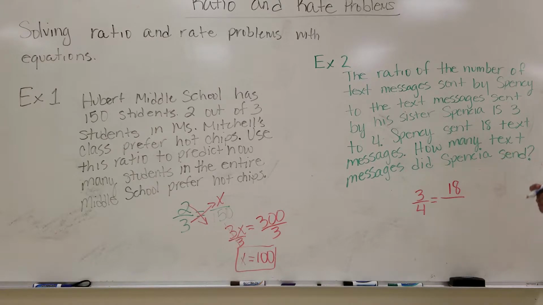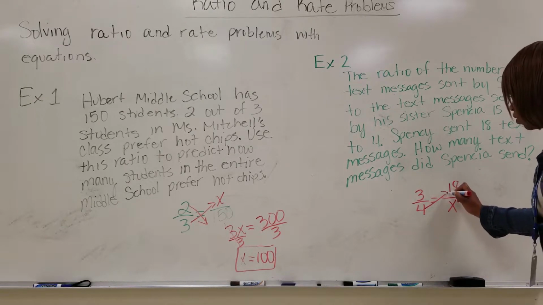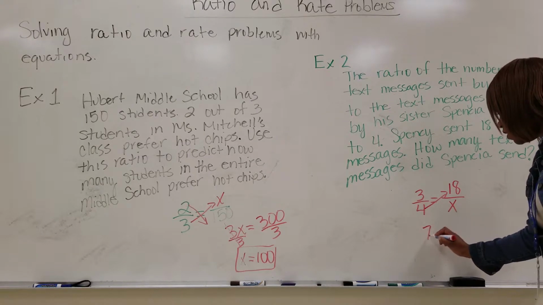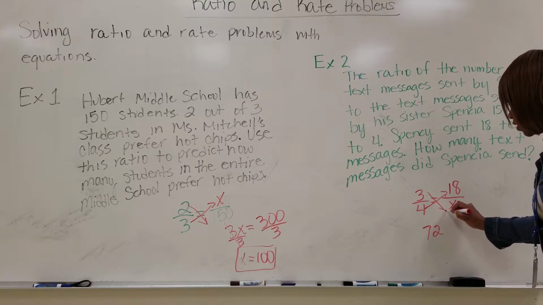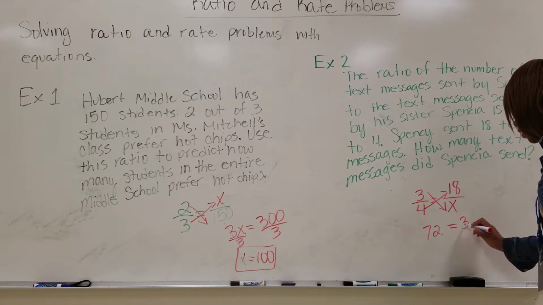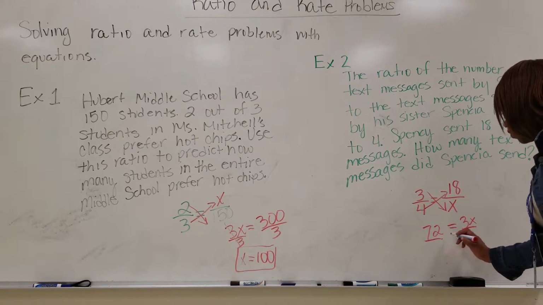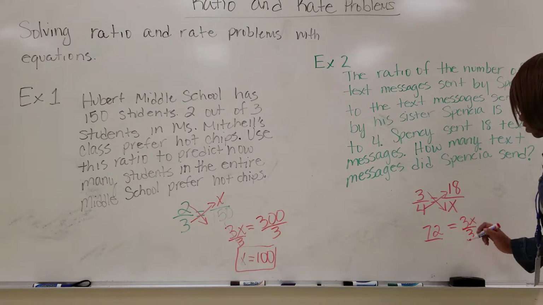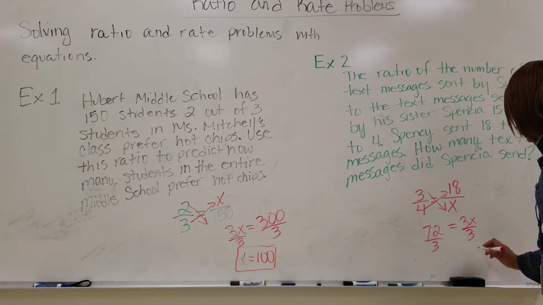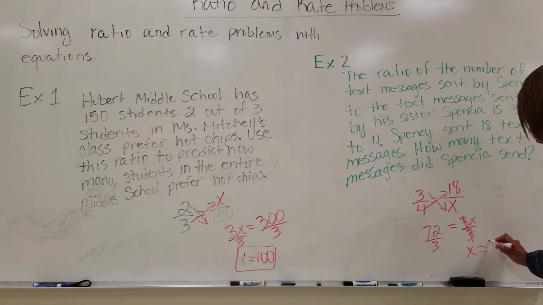And that's what we are trying to find, so therefore we represent it with the X because right now we don't know it. And from here, we cross multiply. 4 times 18 will give us 72, and 3 times X will give us 3X. And from here, we have to divide by whatever is attached to the X, which is 3. And so therefore, X will equal 24.